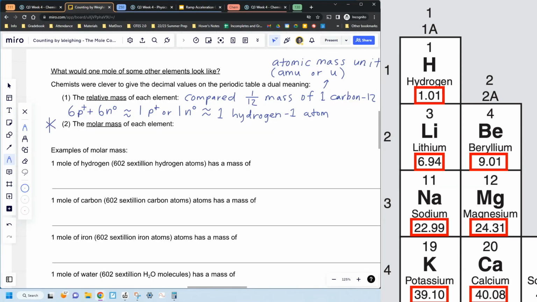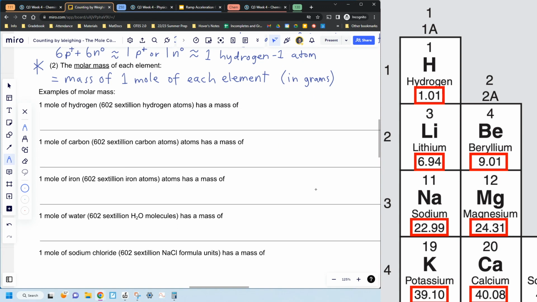The more useful meaning of the decimal numbers on the periodic table is that they represent the molar mass of each element. That's the mass of 1 mole of each element's atoms, measured in grams. For hydrogen, this is 1.01 grams. 1.01 grams of hydrogen has Avogadro's number of atoms in it. That's 602 sextillion hydrogen atoms.